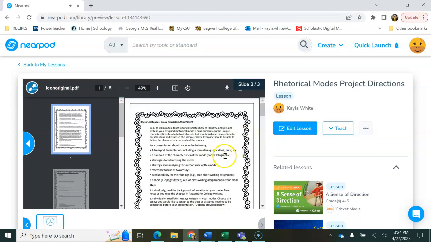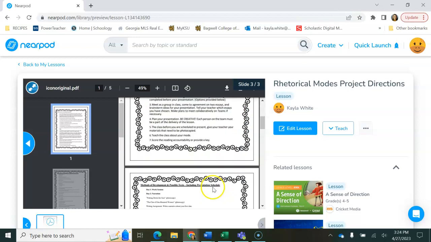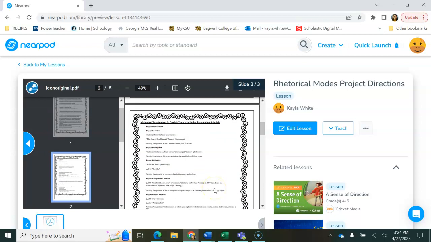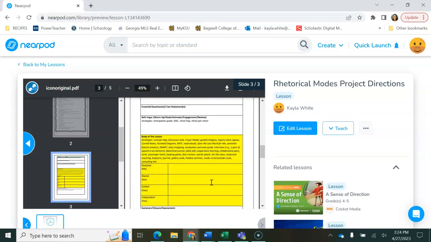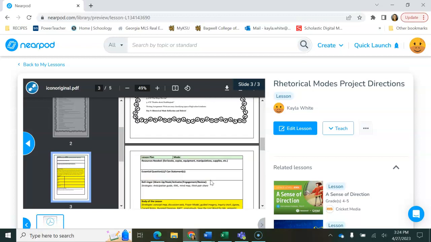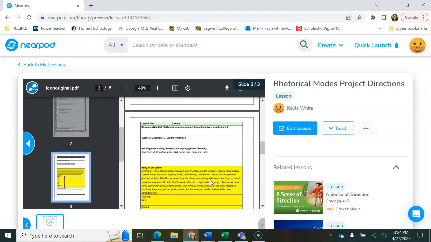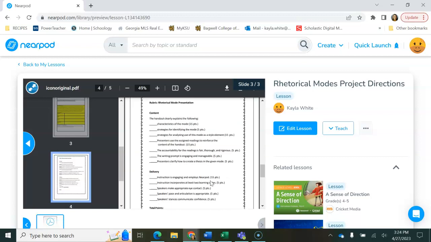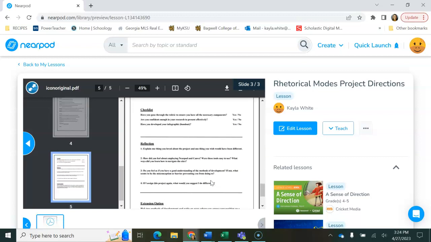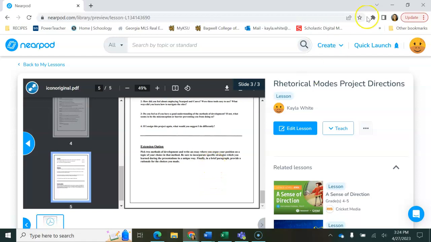I have also incorporated the PDF into my presentation of the information where students will need to find the directions and the outline of the schedule and the methods of development, as well as a template which could prove helpful when students are designing their lesson plans, and the rubric, as well as a checklist, a reflection, and an extension option. So that is the entirety of the presentation here.